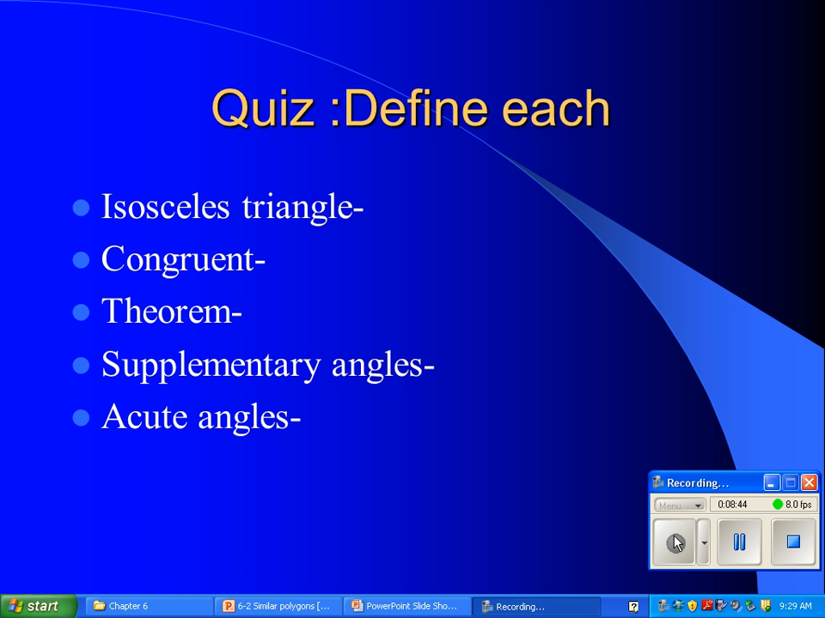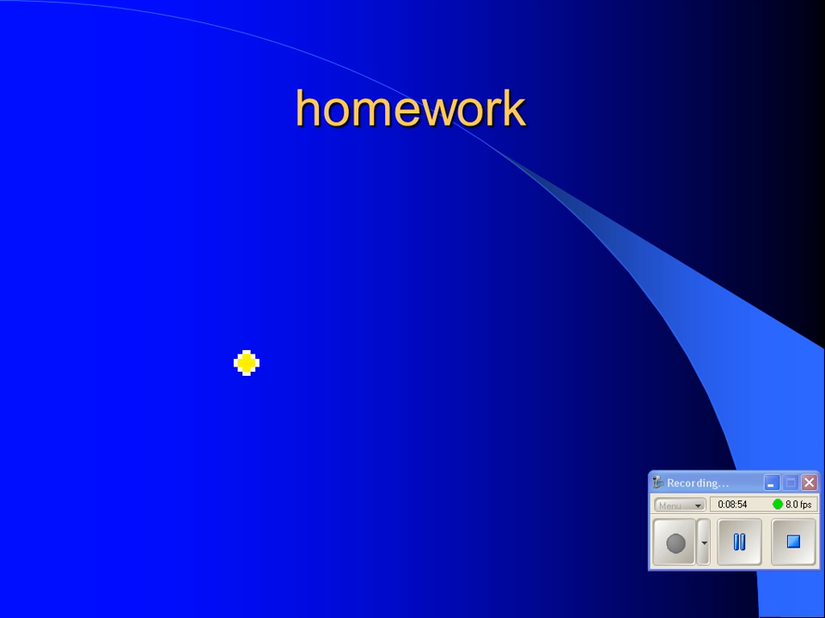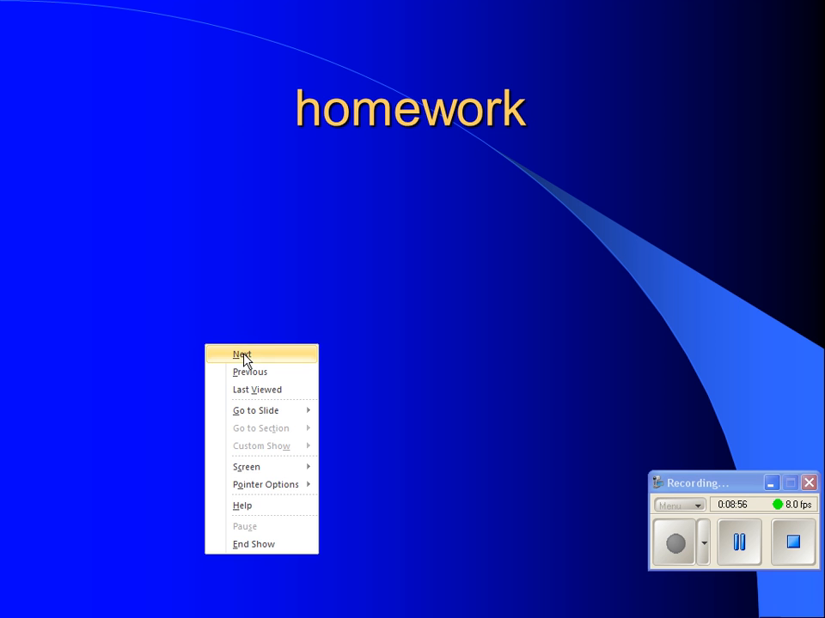Because there are negative angles. We haven't talked about them, but you could have a negative angle. So you need to know the others. It's 80 degrees.